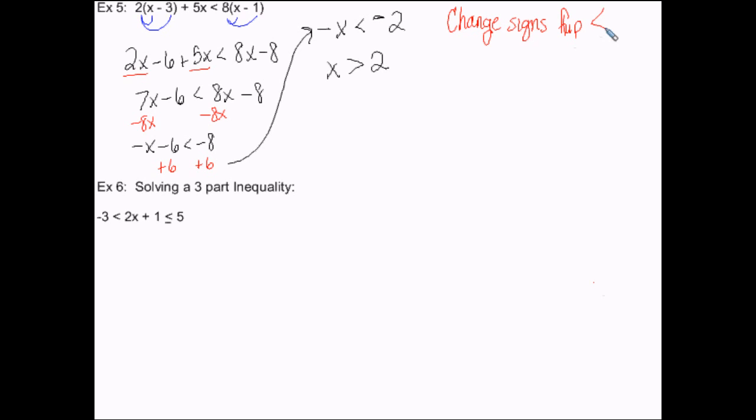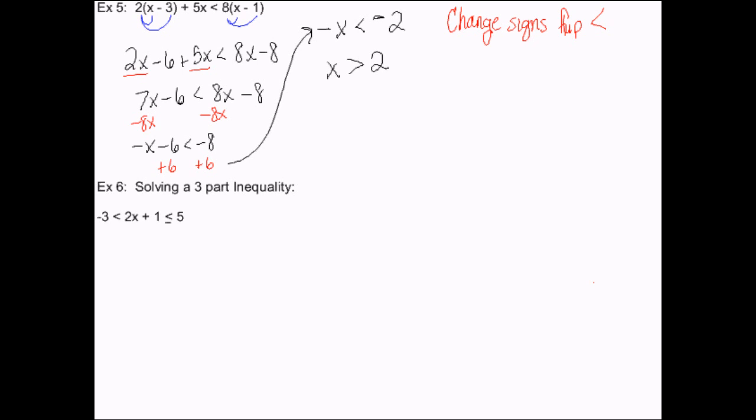And the reason you have to flip it is because when you change signs, technically, you're either multiplying or dividing by negative 1. However you want to look at it. But that's how you change a sign, is to multiply or divide by negative 1. So you multiplied or divided by negative, which means you have to flip the sign. Okay. Any questions so far on inequalities with just one inequality symbol?